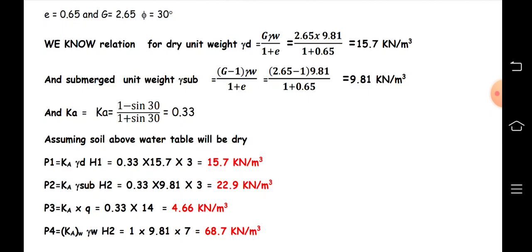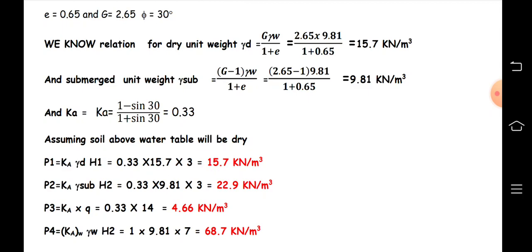So now calculate the value of Ka, that is (1 minus sine phi) upon (1 plus sine phi), that is 1 minus sine 30 upon 1 plus sine 30, because phi is 30. So Ka equal to 0.33. Now calculate all the pressures, the active earth pressures, that is P1, P2, P3 and P4, according to the pressure distribution diagram.